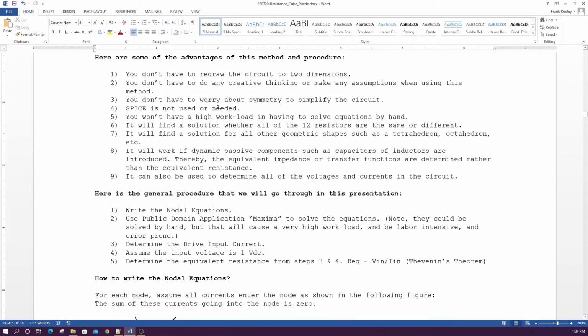Three, you don't have to worry about symmetry to simplify the circuit. In a lot of methods, it's good to know those tricks of symmetry, but when we logically think in symmetry, sometimes it's not a straightforward method. You have to be really sharp. I'm trying to make this so any normal average person that isn't a super genius can solve this without looking at things that have to do with symmetry and making assumptions and things like that.